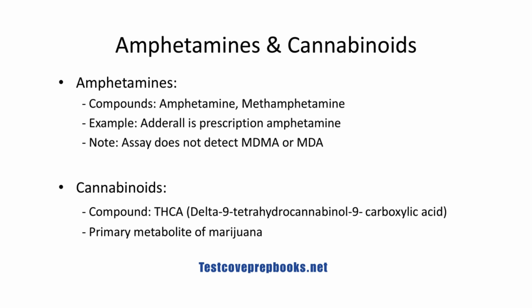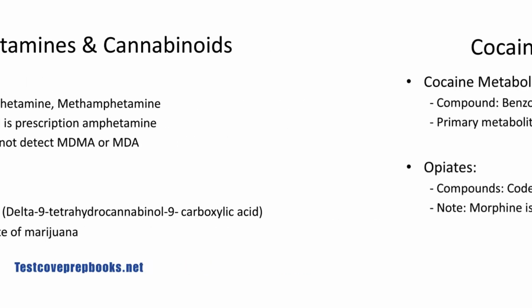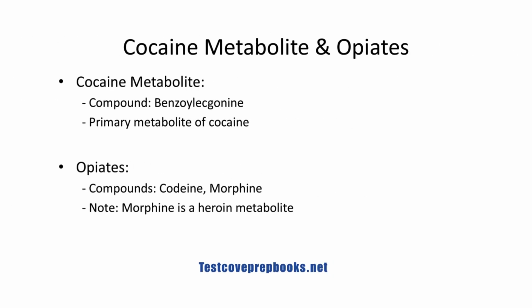Amphetamines include compounds such as amphetamine and methamphetamine. A well-known example is Adderall, which is a prescription amphetamine. However, the standard assay does not detect MDMA or MDA. Cannabinoids are represented by THCA, which is the primary metabolite of marijuana. For cocaine, the main metabolite that is detected is benzoylecgonine, which is the primary breakdown product of cocaine.